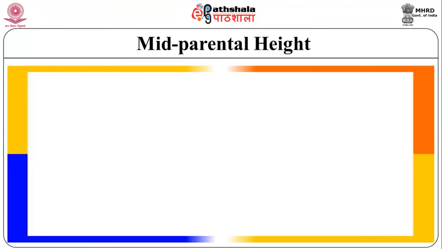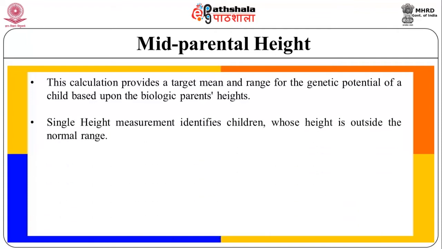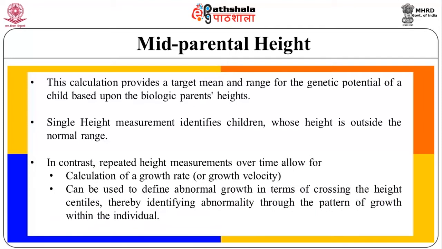Mid-parent height. This calculation provides a target mean and range for the genetic potential of a child based upon the biological parents' heights. Single height measurement identifies children whose height is outside the normal range. In contrast, repeated height measurements over time allow for calculation of a growth rate or growth velocity and can be used to define abnormal growth in terms of a crossing of the height centiles, thereby identifying abnormality through the pattern of growth within the individual.